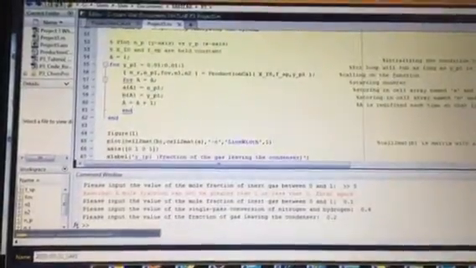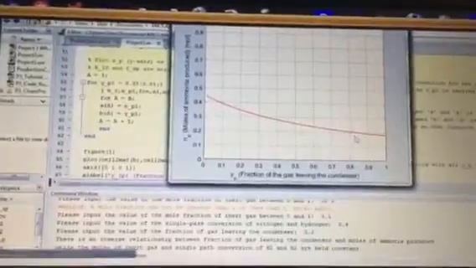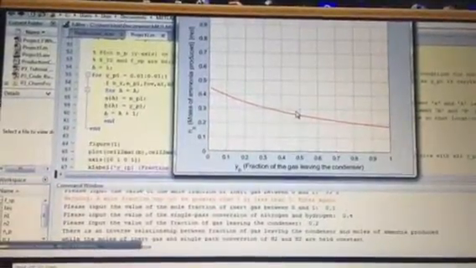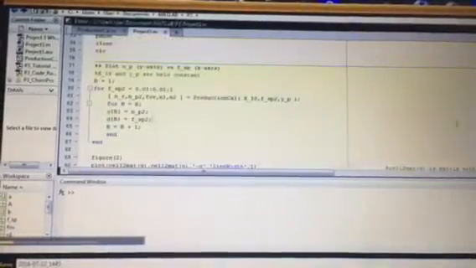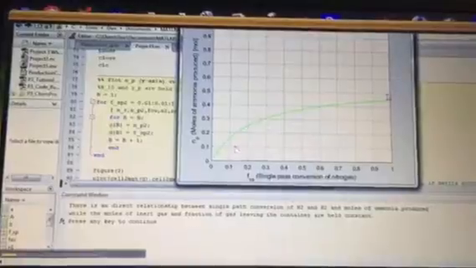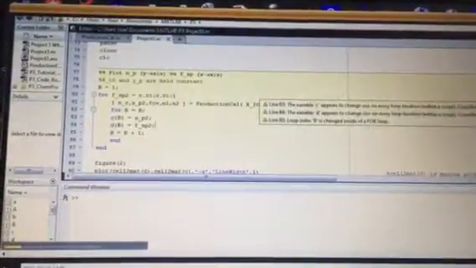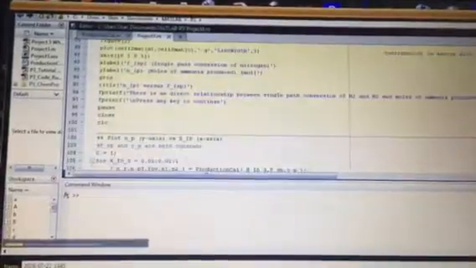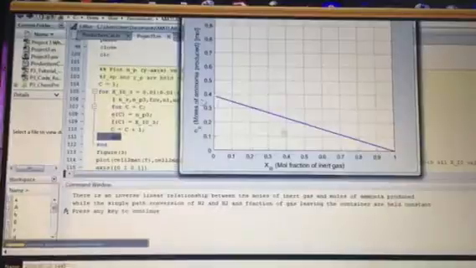And I'll run the first graph. So the first graph looks like this, and this is its relationship. Then I'll run the second graph. This is the second graph and its relationship. Then I'll run the third graph. This is the third graph and its relationship.